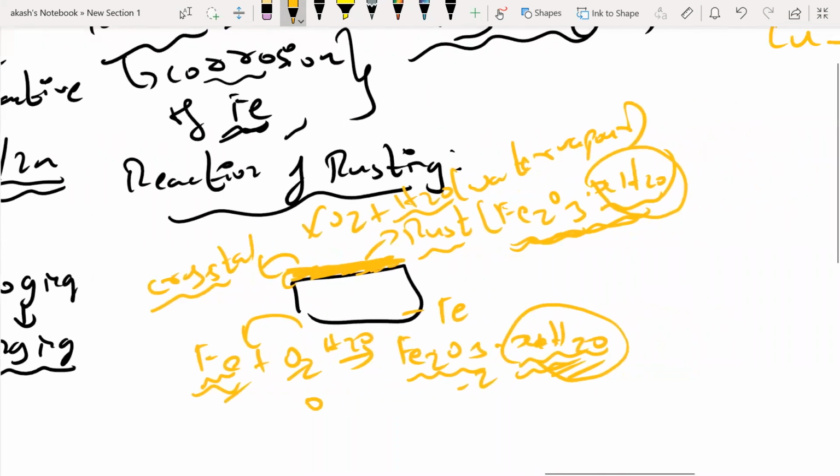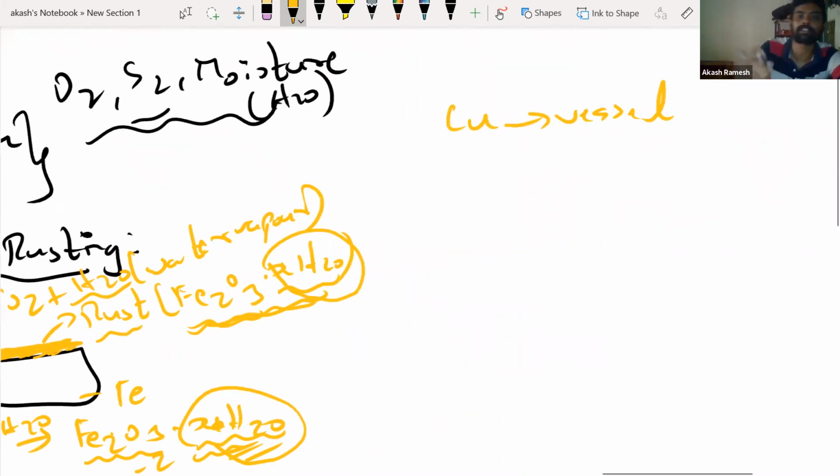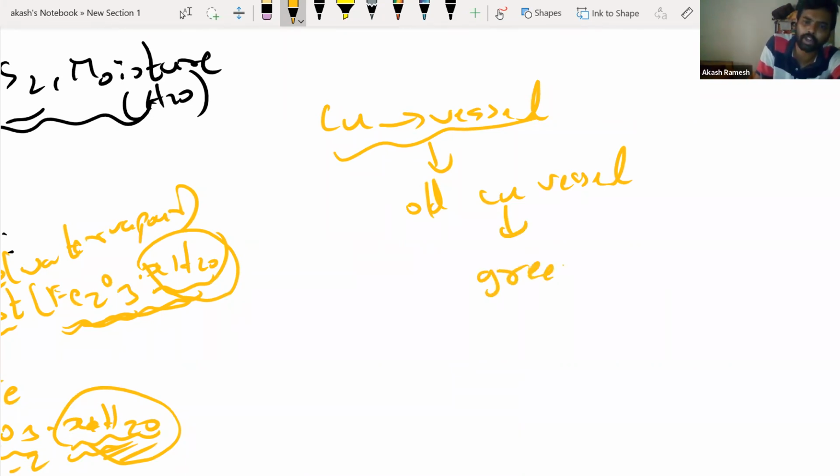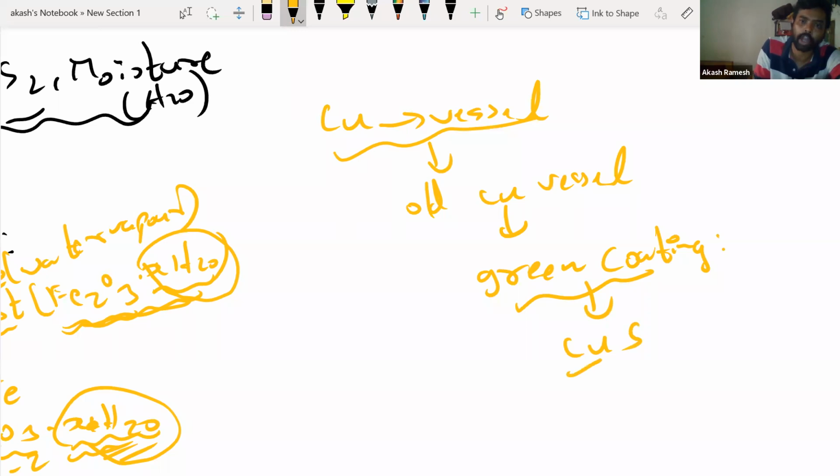Okay, good. So another example can be copper vessels. When you go for old copper vessels, they will have a green coating. Again, the problem is corrosion. The copper is exposed to the atmosphere, and this green coating is nothing but copper sulfide. Write it as copper sulfide.